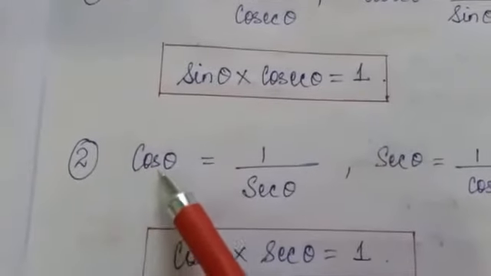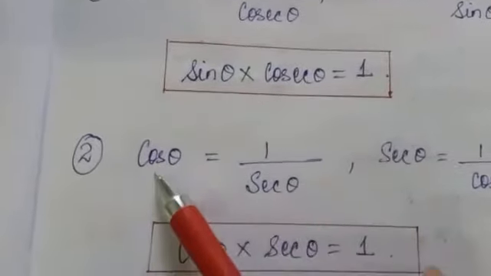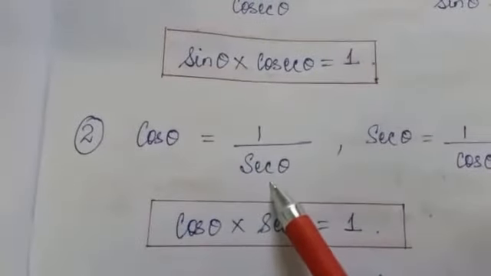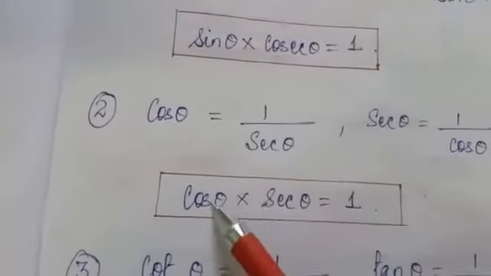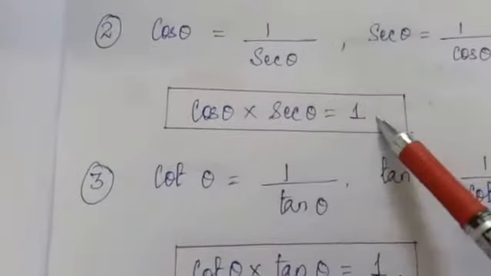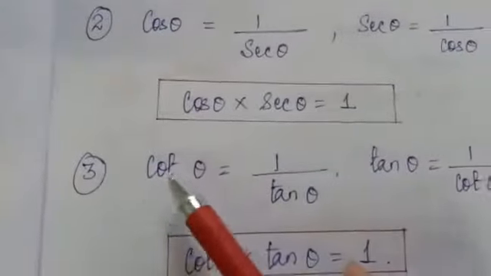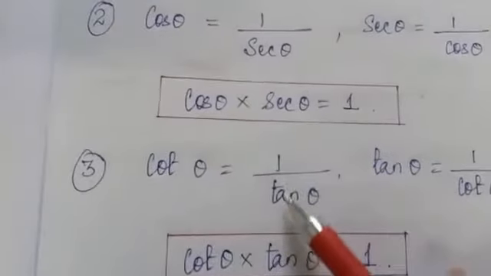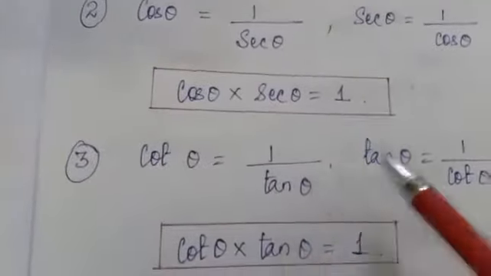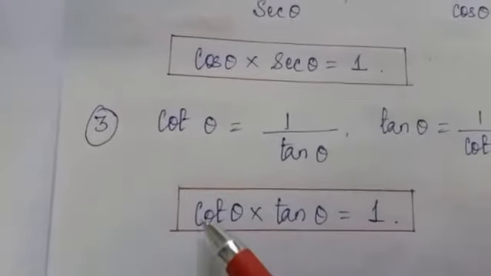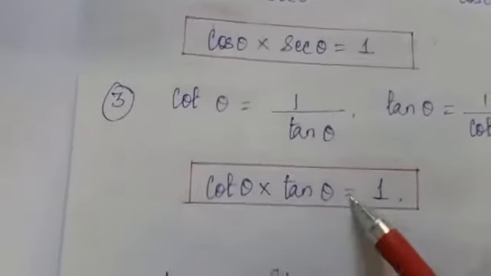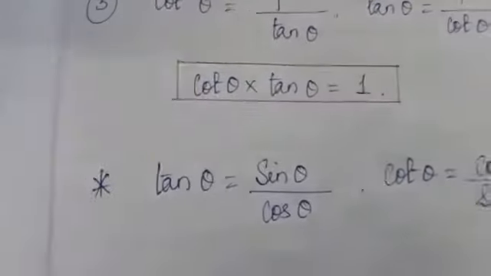Number 2, reciprocal of cos is sec. Cos theta is equal to 1 by sec theta, and sec theta is equal to 1 by cos theta. So cos theta into sec theta is 1. Number 3, cot theta is equal to 1 by tan. They are reciprocal, and tan theta is equal to 1 by cot theta. So when you multiply cot theta and tan theta, answer is 1.